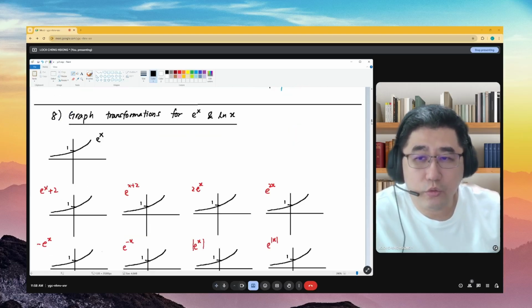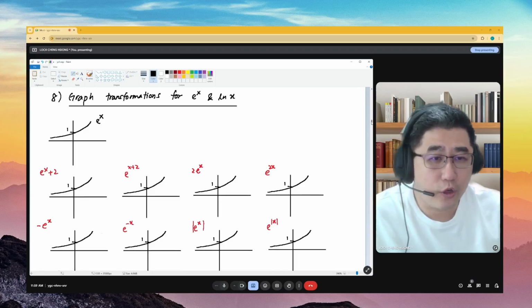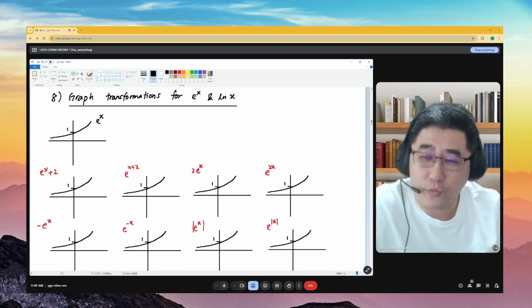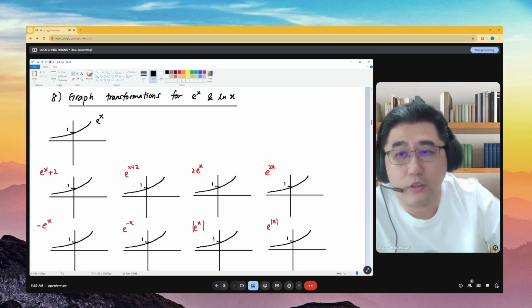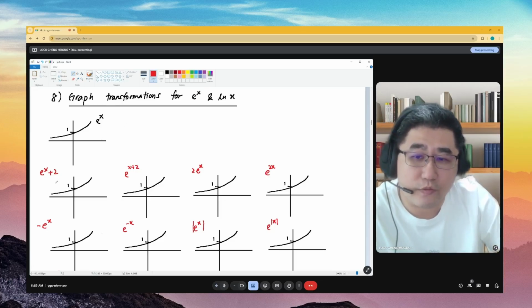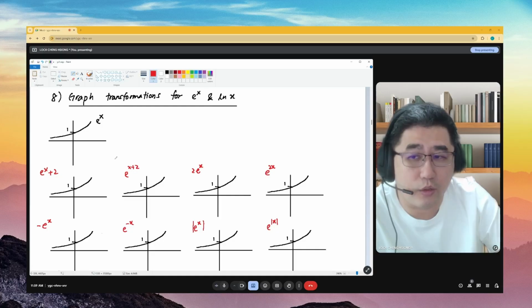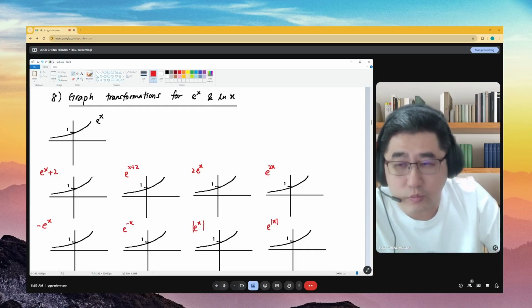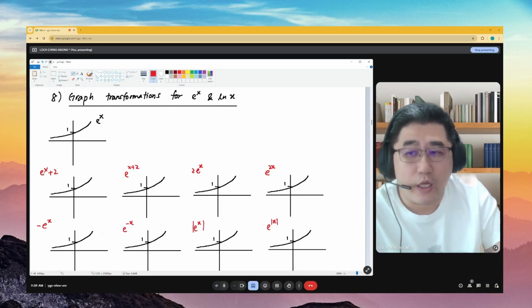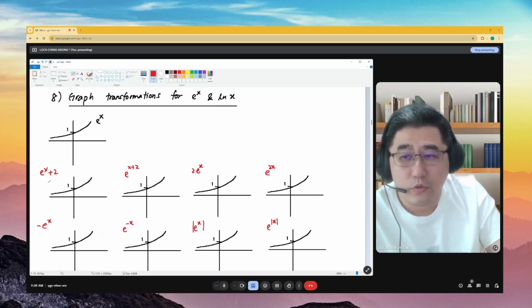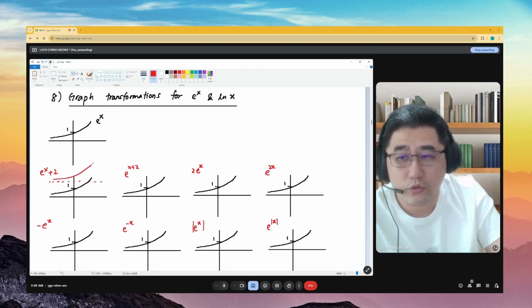Next you'll need to know graph transformation, continuing from the previous topic. You need to know how the transformations work. This is your original graph, and they will have some sort of transformation that you need to know how to do. So let's try. If I have e^x + 2, it means the whole graph is shifted up by 2. So now this is 3, this is 2.